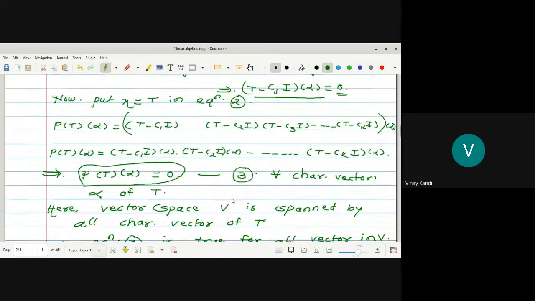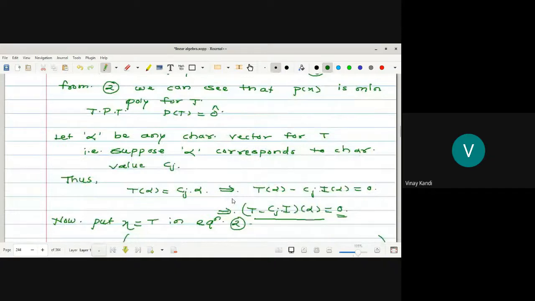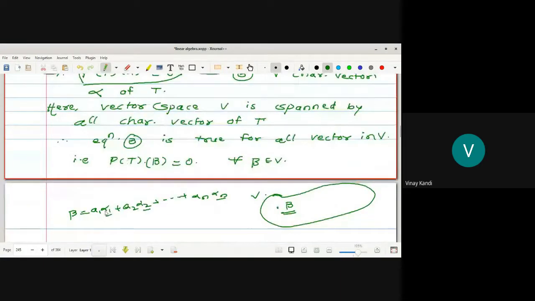But look here. Alpha is any characteristic vector for T corresponding to Cj. So here alpha 1, alpha 2, alpha 3 up to alpha n are characteristic vectors corresponding to some characteristic value. If you apply P of T on any vector of the basis, then it becomes 0.